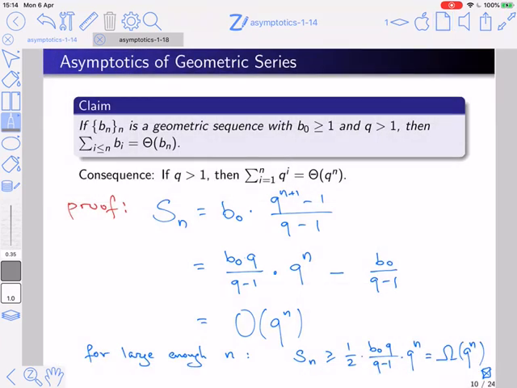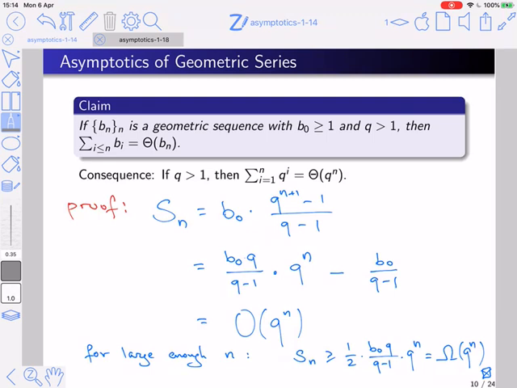Now, what happens if you're looking at a geometric sequence with the first element being at least 1 and the quotient, or the ratio, of the geometric sequence being greater than 1? Then the corresponding geometric series, the summation of the first n elements, or n plus 1 elements, it doesn't matter, is big theta of the largest element of Bn. So if you take any sum of q^i, i goes from 1 to n, this sum is big theta of q to the power of n, the largest element.